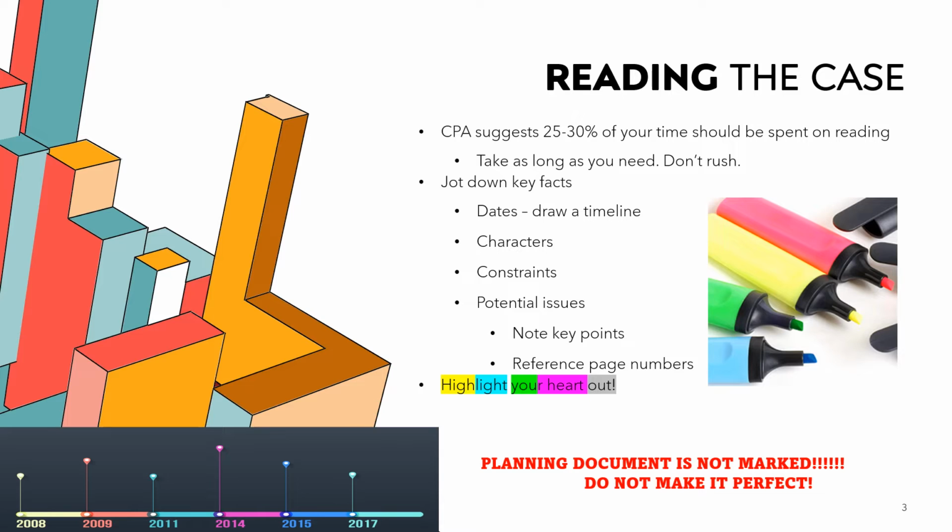For example, dates. Dates are very important in any case. What I would do is always draw a timeline, like you see on the screen right now. On the bottom left, you would see the different dates and what they represent. I would always draw a straight line like that on my case and mark down any important things that happen along the way. The next would be the characters.